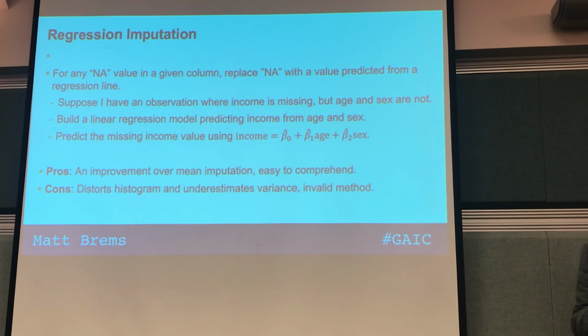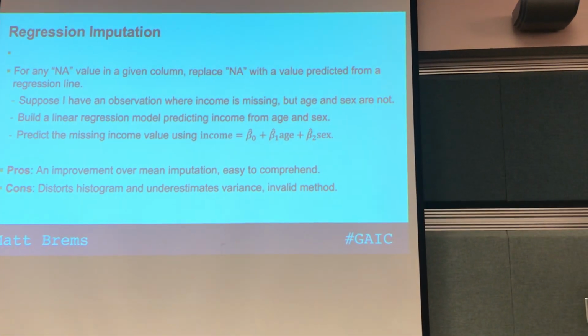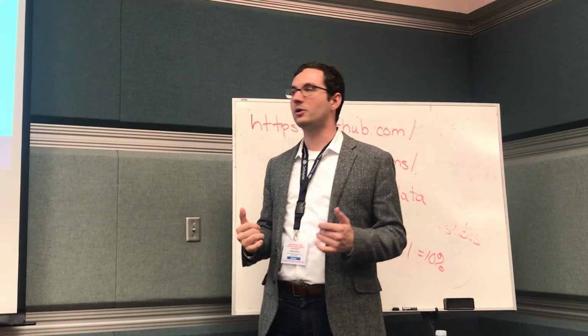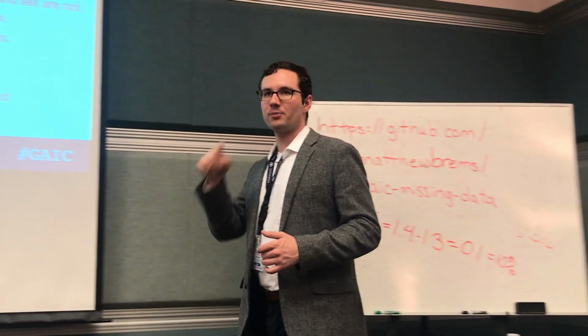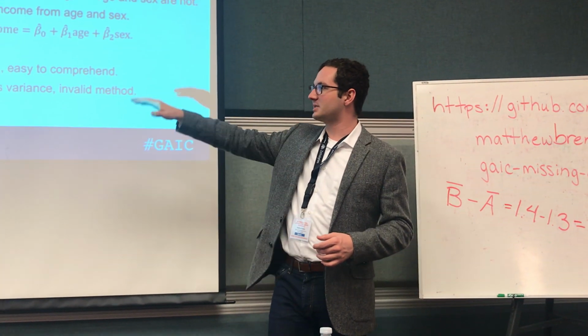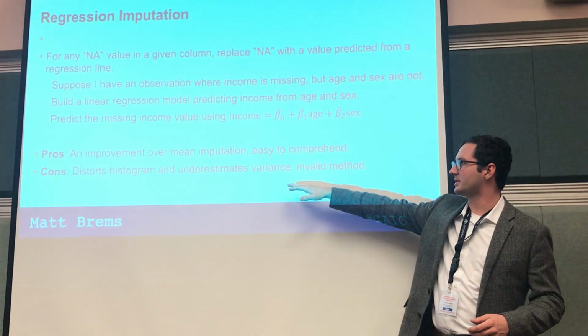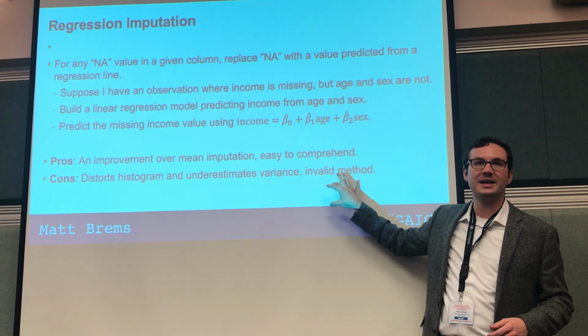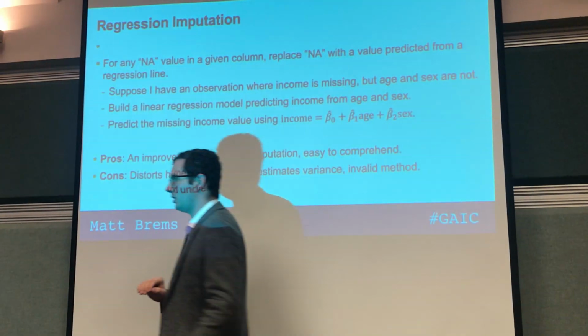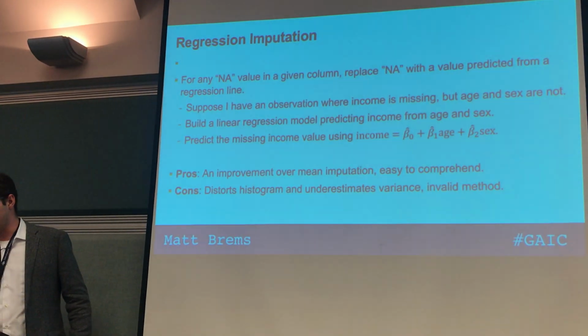The upside is that it's going to be an improvement over doing mean imputation. It is going to do a better job of estimating the variance or the variability of the data. And it's also easy to comprehend. We can say logically, this makes sense. The downside is that it's still going to distort our histogram, it's still going to underestimate our variance, and it's still going to be an invalid method of imputation. So the last thing that I want to show you in the code is this.